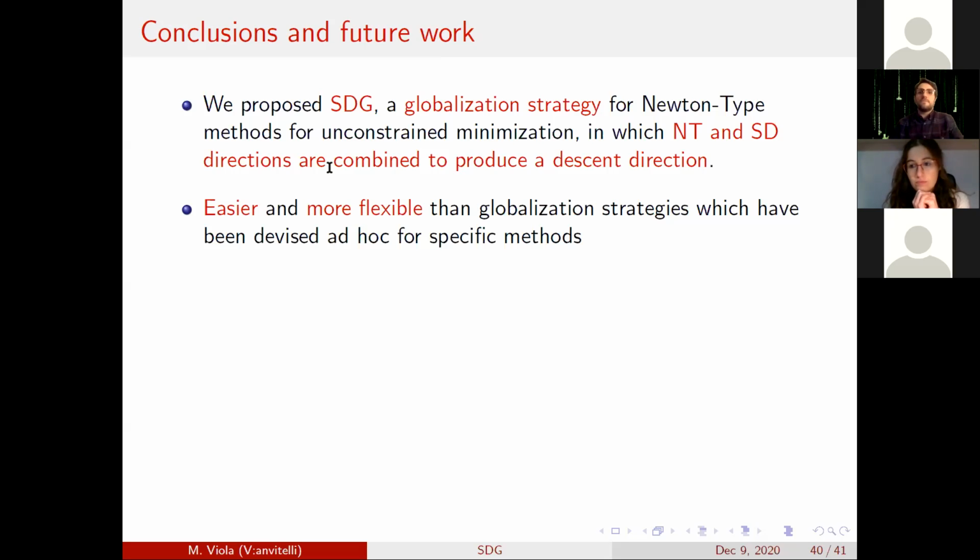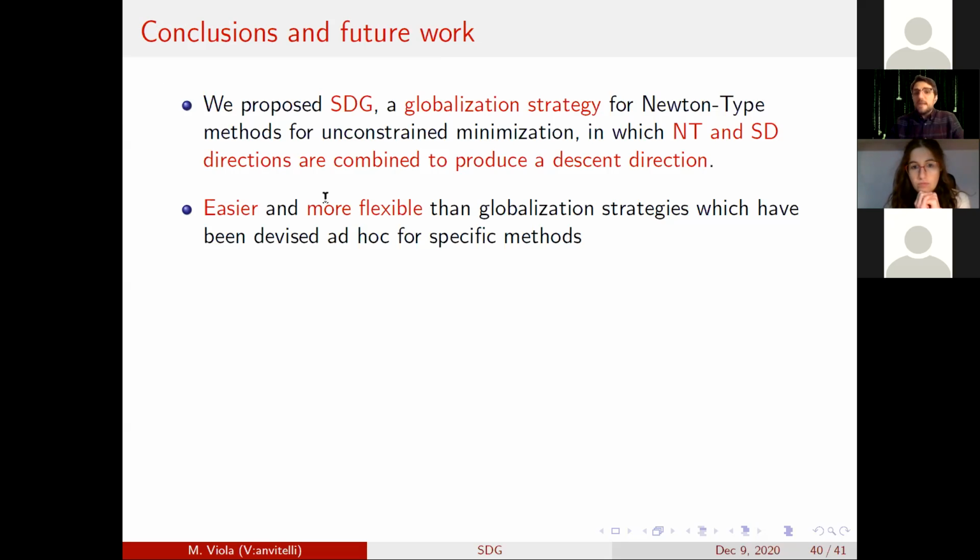Imagine that you have a case in which you cannot compute the Newton direction and you have to use inexact Newton. What does it mean to perform the modified Cholesky factorization if you cannot even solve the Newton system? So here instead, you just compute something, you check the angle and you move on.